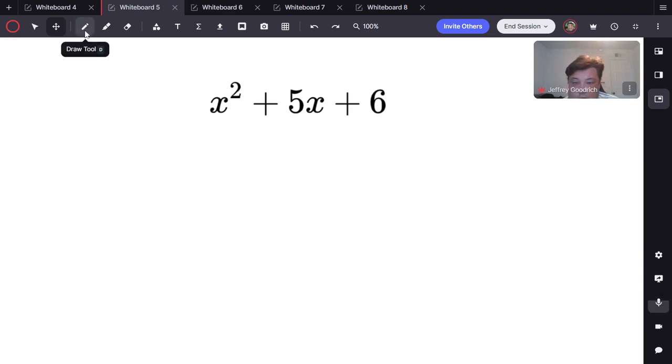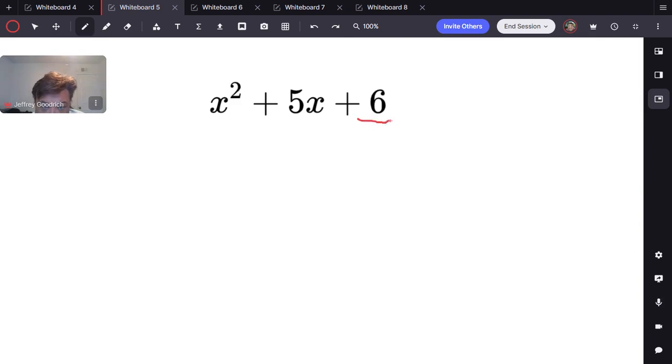So the first thing we're going to do is list all the factors of this last term, so of the six. You always want to start with one. I always like to start at the very beginning and go in order. So with one, the factor that goes with one will be six, because one times six is six. And then after that, the next one is two. And the factor that goes with two is three, because two times three is six. And then from there, we're done.